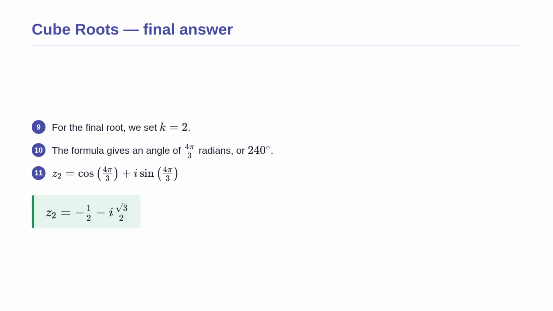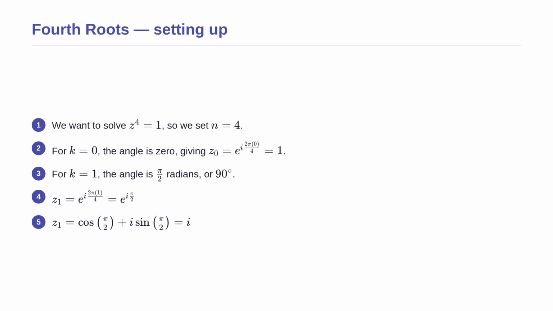We have now found all three cube roots. If you plot them, they form a perfect equilateral triangle, perfectly spaced 120 degrees apart around the circle. Let us solidify our understanding with another example.